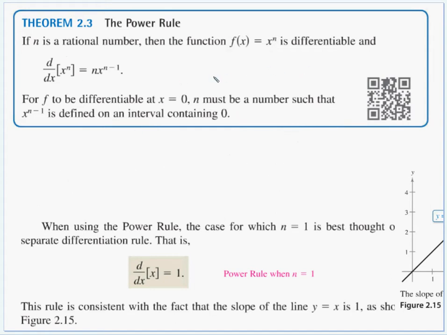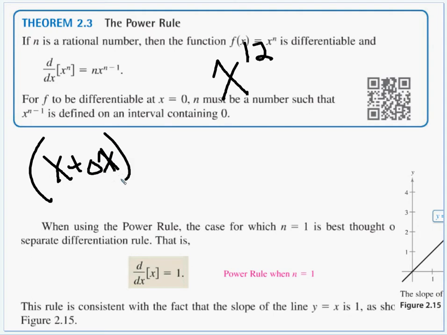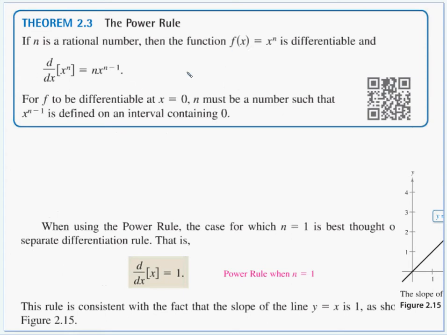So if I ask you for the derivative of x to the 12th, with the old definition, you'd have to do x plus delta x to the 12th power, and binomial expansion on that. That would take a very long time. But with the power rule, the derivative of x to the 12th is 12x to 1 power lower, to the 11th power. Beautiful, beautiful mathematics. For f to be differentiable at 0, n should be a number that the x to the n minus 1 is defined on an interval containing 0.